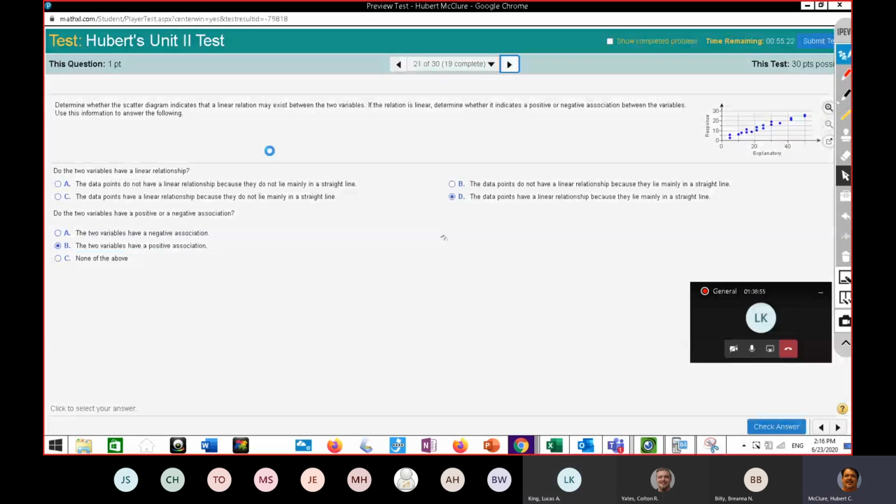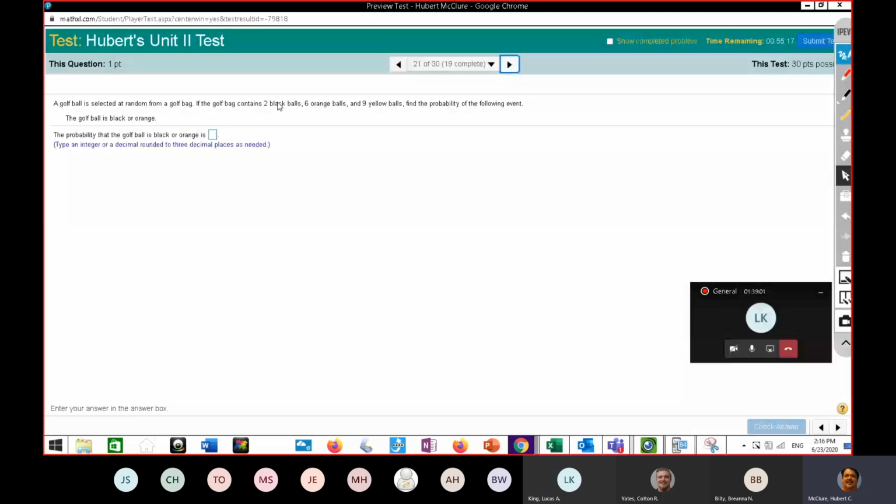A golf ball is selected from a golf bag. The golf bag contains 2 black balls, 6 orange balls, 9 yellow balls. That's 9, 15, 17. So the denominator is 17, right? I wish I had a touch screen. I could just use a stylus on the touch screen. I'm using my mouse. Just don't make fun of my writing because I'm using the mouse and I can't write with a mouse. Okay.